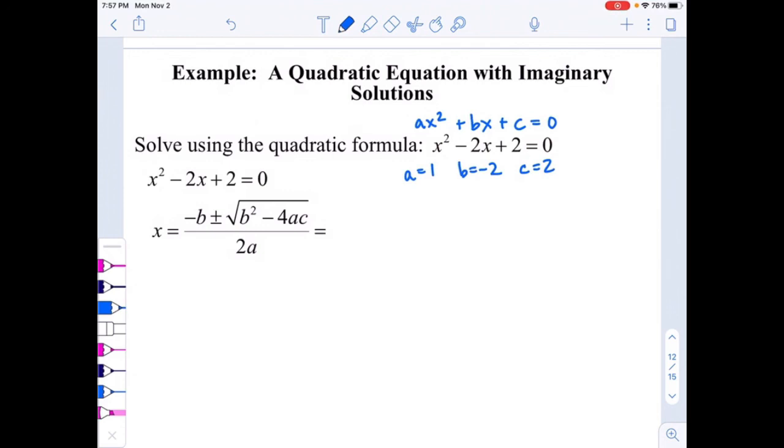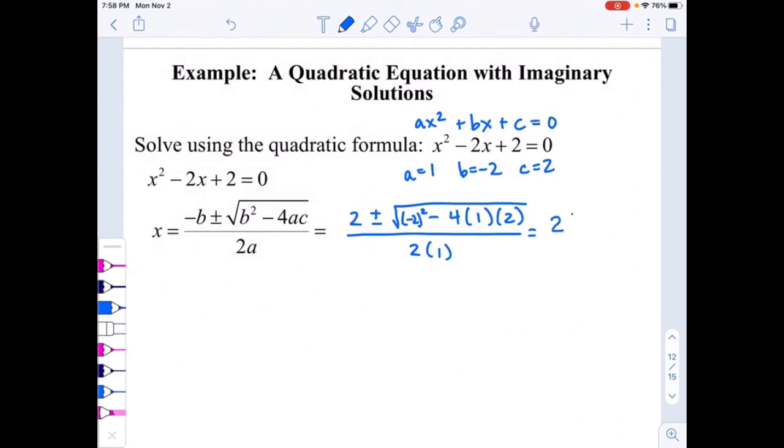So negative b, or the opposite of b, well, if b is a negative 2, that means we're going to have a positive 2 plus or minus the square root of b squared. Well, my b value is a negative 2. Are you okay if we just say negative 2 squared gives us a positive 4? That's going to be minus 4 times an a value of 1 times a c value of 2. If you don't like that, that was a negative 2 that was squared. And then that's all going to be over 2 times our a value of 1. And we'll simplify that down then.